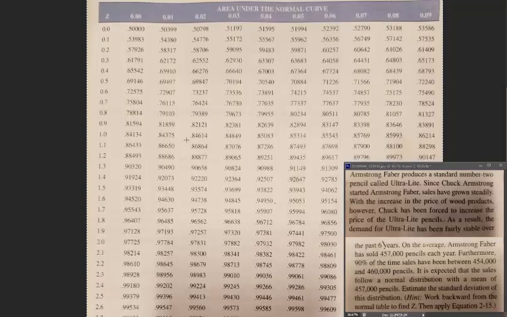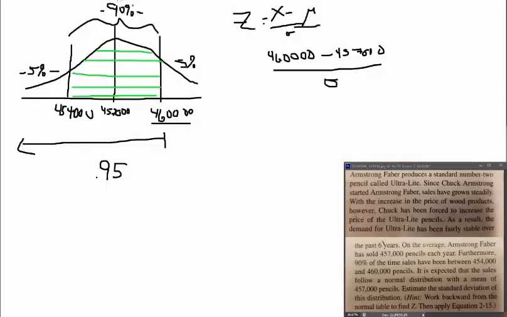In my z-table, I look for the probability closest to 0.95, and that happens to be somewhere in between 0.94950 and 0.95053. 0.95 is closest to 0.94950, so I'm going to use a z-score of 1.64.